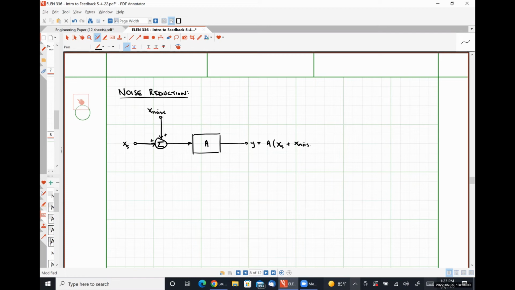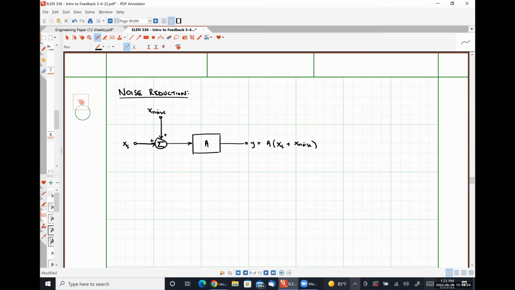plus noise, meaning that both our input signal XS and our input referred noise, X noise, are being scaled by the same amount. So they're both being amplified by the same scaling factor, okay?